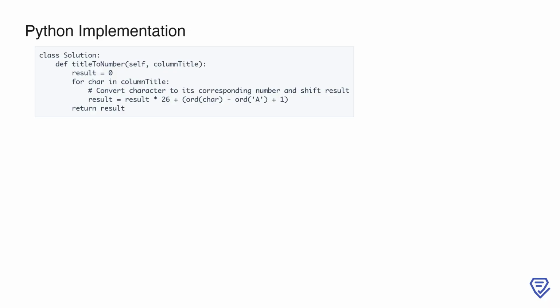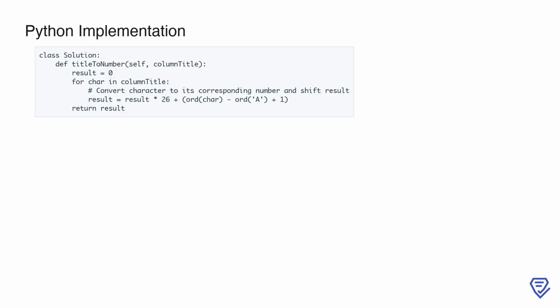Explanation of the code. 1. Initialization. We initialize a variable result to 0. This variable will accumulate the computed column number as we process each character in the input string. 2. Iterating through characters. Using a for loop, we iterate over each character in the input string columnTitle from left to right. Each character corresponds to a base 26 digit in the column number calculation.